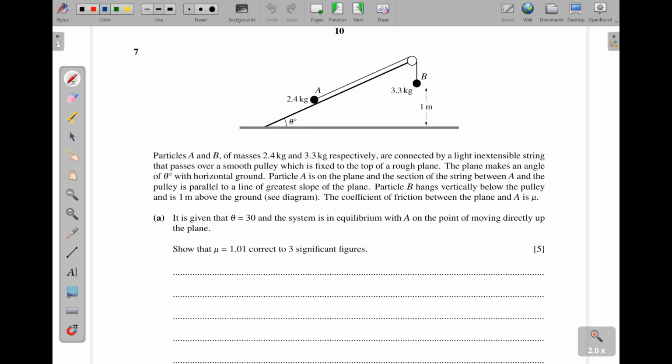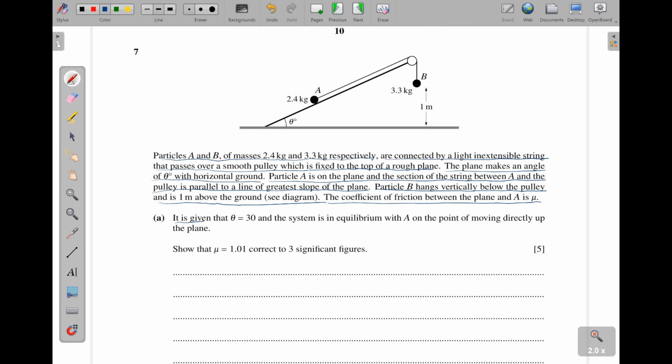Question 7. Particles A and B of masses 2.4 kilograms and 3.3 kilograms respectively are connected by a light inextensible string that passes over a smooth pulley which is fixed to the top of a rough plane. The plane makes an angle of theta with the horizontal ground. Particle A is on the plane and the section of the string between A and the pulley is parallel to the line of greatest slope of the plane. Particle B hangs vertically below the pulley and is 1 meter above the ground.